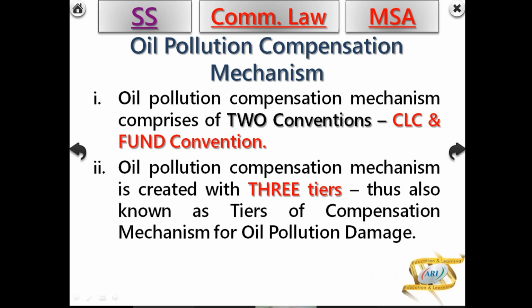A number of times in the question, there is a direct mention of both the conventions, CLC and Fund Convention. You know what we are talking about. Other times, there is no mention of the conventions and it says, describe the tiers, like you have in the AC3 tier, no, 1, 2, 3. Tiers of compensation mechanism for oil pollution damage. You are not to get confused, it is the same thing because it is made up of 3 tiers. We are coming to that.